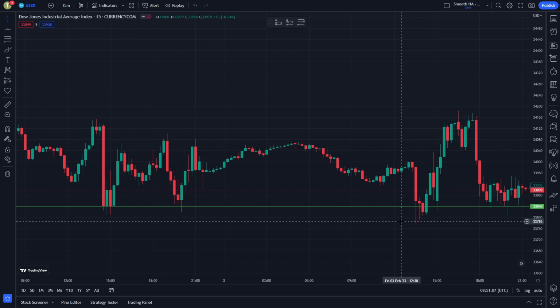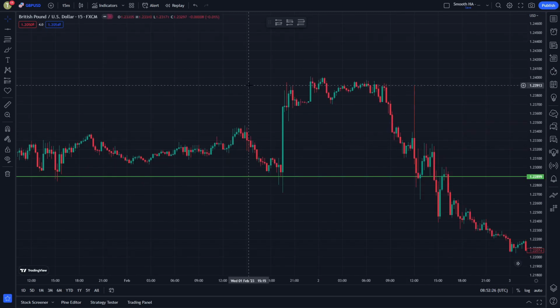So with that being said, guys, let's have a look now at the other side of it, which is scaling out of trades. So to analyze scaling out, I'm going to go back to the example we used a little earlier, and we're going to have a look at this GBP USD, this pound dollar setup here.